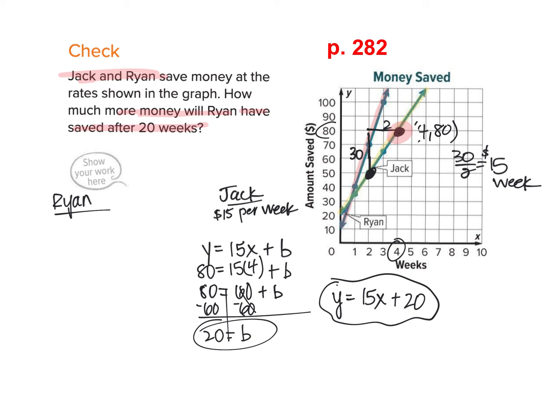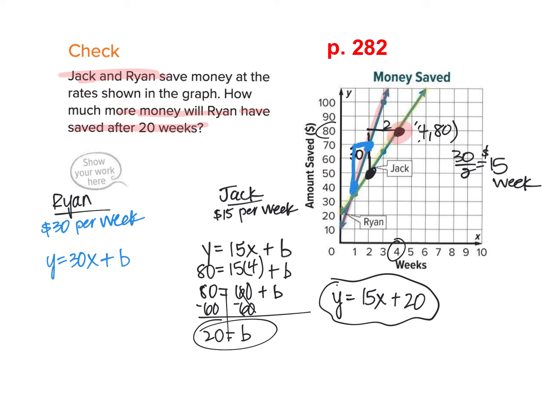I'm going to find 2 points. Okay, so I'm going to use blue. Sorry about that. Okay, let's find the slope. It looks like I go up 10, 20, 30 over 1. Okay, so hopefully you guys can see that in this blue here. So I know Ryan saves $30 per week. Okay, because it was up 30 over 1. All right, so my equation is y equals 30x plus b. I don't know the initial amount.